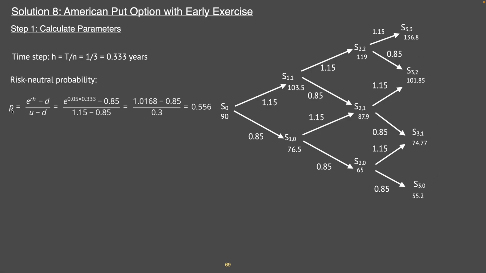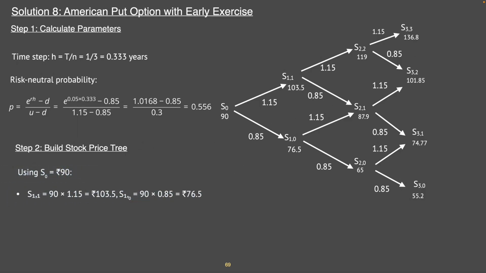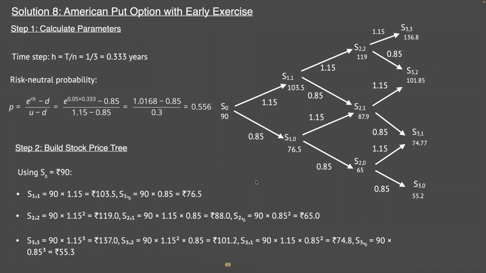Now the risk neutral probability is e to the power of rh minus d by u minus d, same formula, and you get it as 0.556. Now we have built the stock price tree, which I am not going to explain because the calculation has been shown here in the tree.